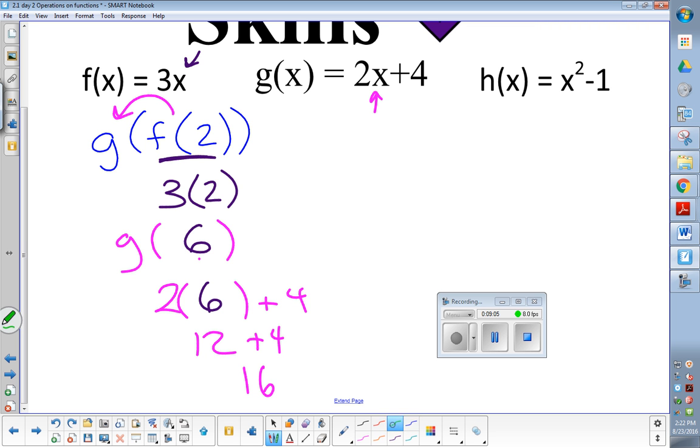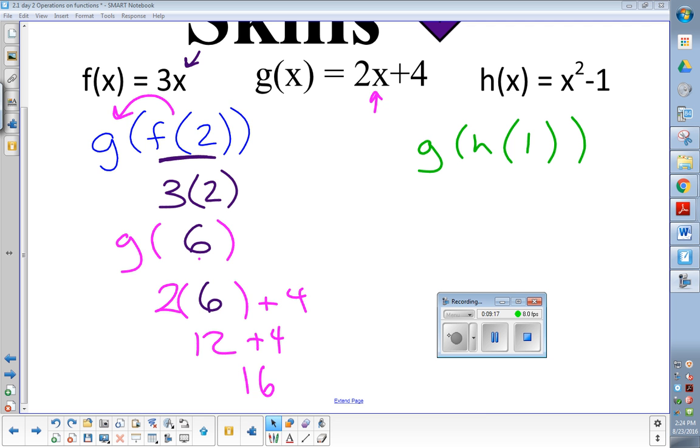Let's do the next one. Let's find G of H of 1. G of H of 1. Find that answer. Here we go. G of H of 1.